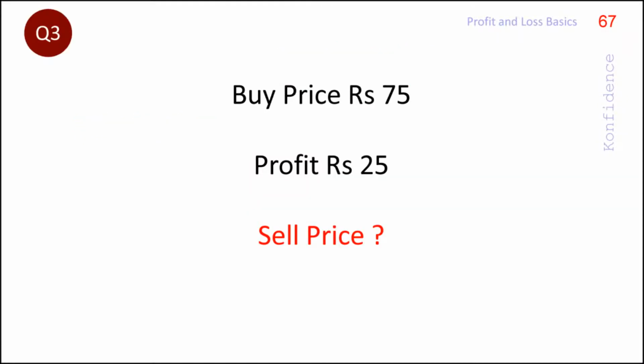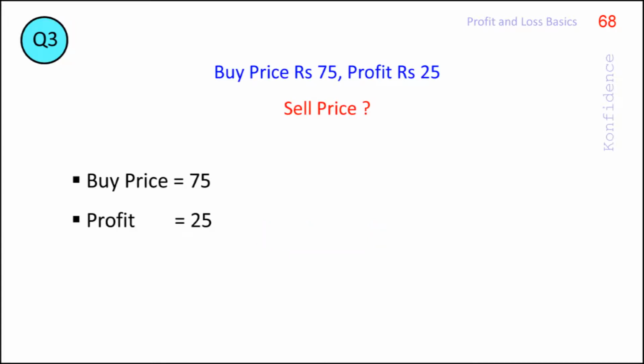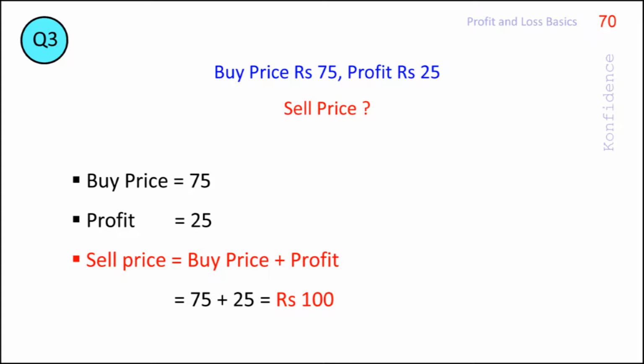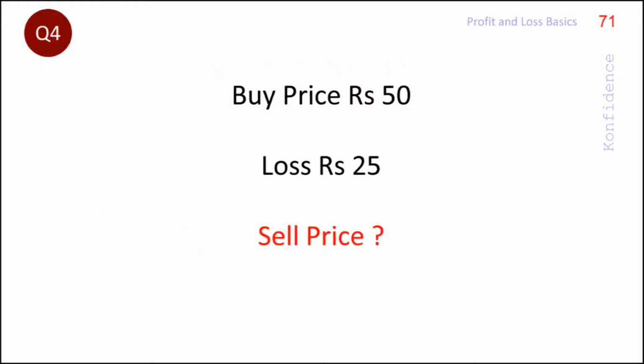Look at question Q3 given in the slide. By observation, we can say that the sell price here will be buy price plus the profit. The buy price here is 75 and the profit is 25. Therefore, the sell price will be 75 plus 25, that is equal to 100 rupees.